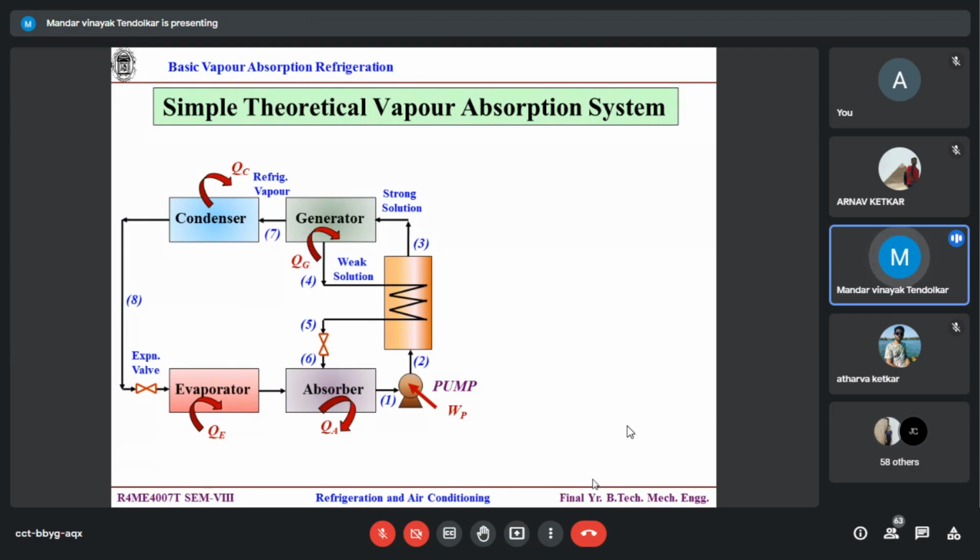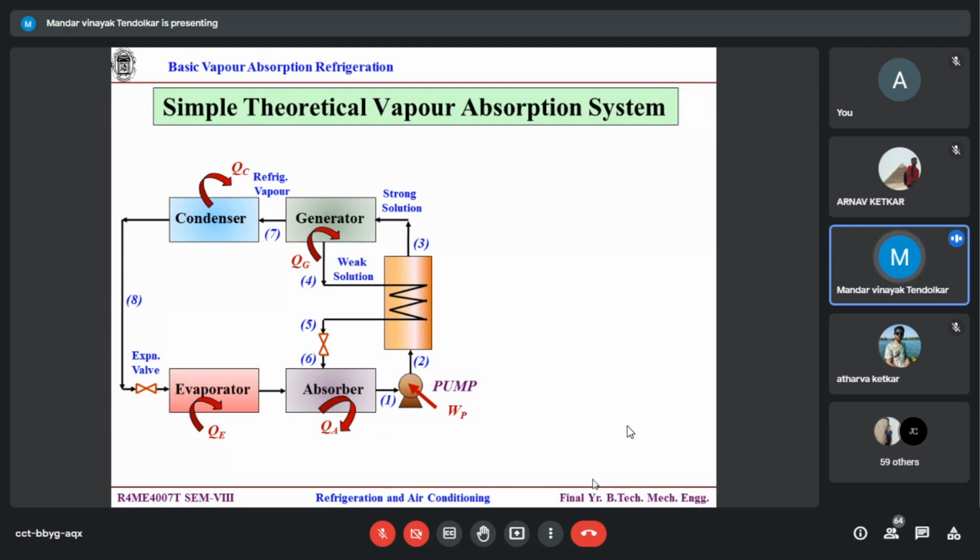In the generator, my input is QG. And in the absorber, you are rejecting that heat. You want to make the binary mixture, so you have to reject the heat. And there is the pump work, WP. So I have four energy components: QC and QE as they were earlier, in the condenser and evaporator. As far as the vapor absorption system, QG is the generator heat input, QA is the heat rejected in the absorber, and then a very nominal work, the pump work.